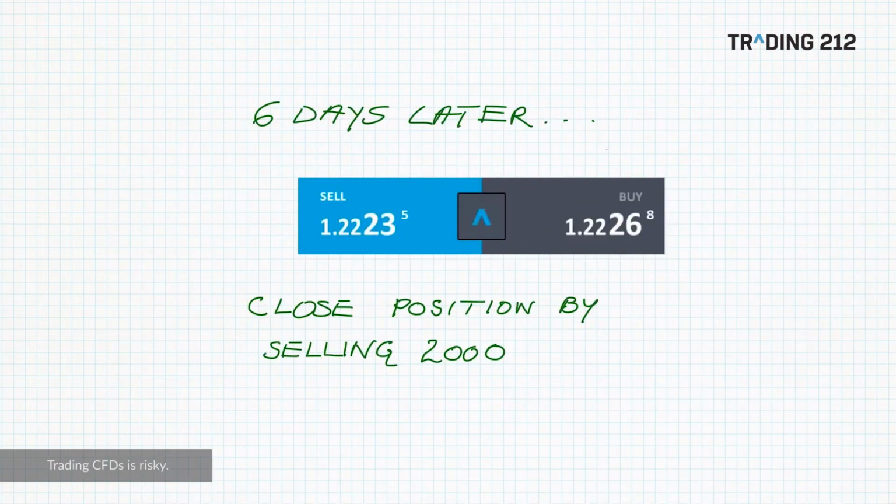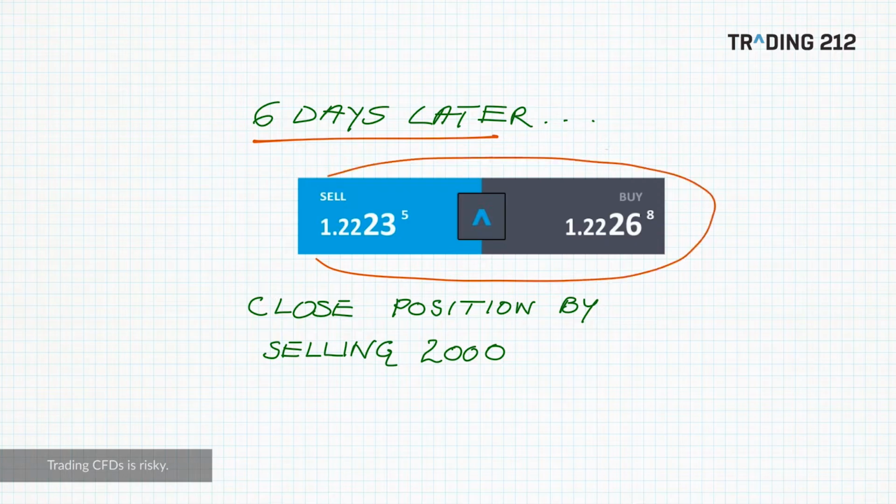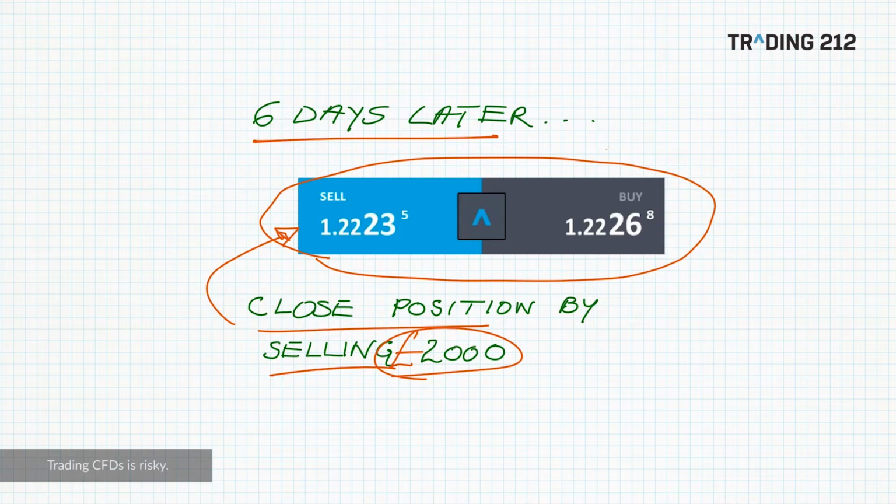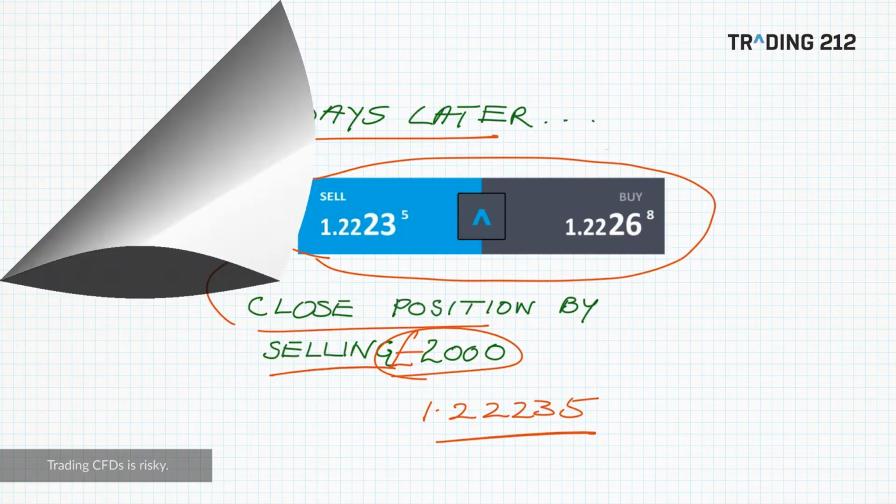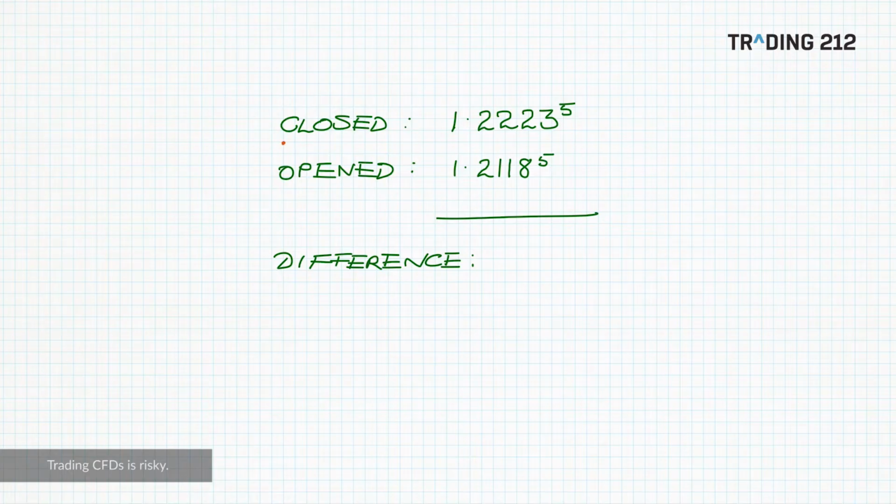And let's now say that 6 days later, the price has changed, and this is what the bid offer is looking like. So you decide to close your position. You do that by selling at the bid. You sell 2,000 pounds to close your position, the same size as you have open. So you sell 2,000 pounds at 1.22235 to close. So as we just said, our closing level is 1.22235, and our opening level was 1.21185.